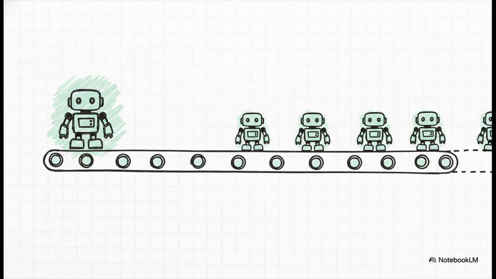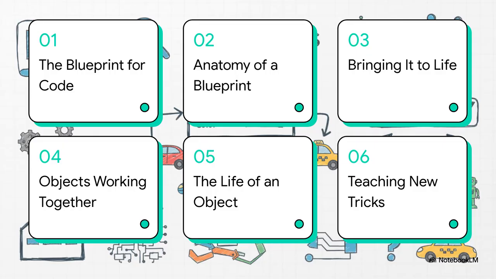Now, I want you to hold on to that idea, the blueprint, because it is the master key that's going to unlock everything we're about to talk about. Okay, so here's our game plan for today. First, we're going to figure out what this whole blueprint for code thing actually is. Then, we'll take it apart piece by piece to see how it works. After that, we'll bring our blueprints to life and then see how we can get our new creations to work together. We'll even look at their entire life cycle from birth to death, and for the grand finale, we'll teach them some amazing new tricks.